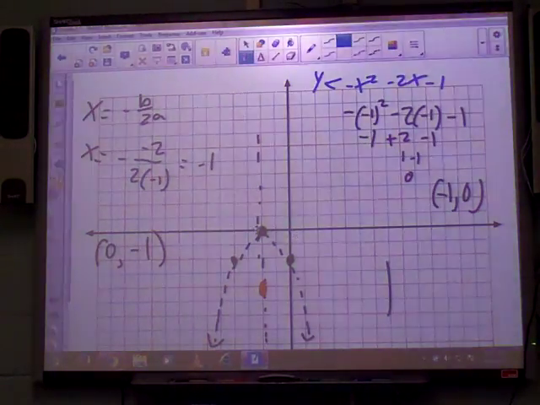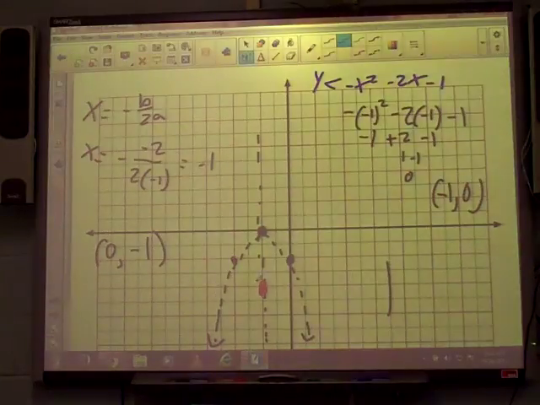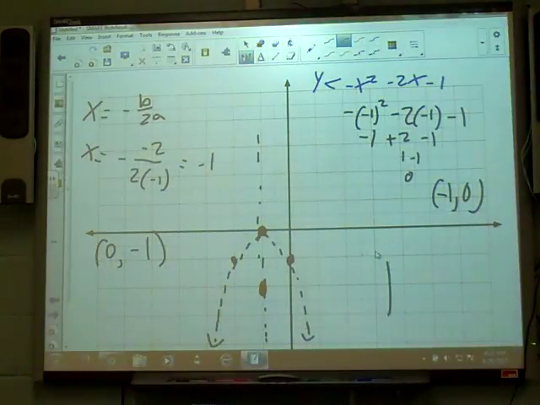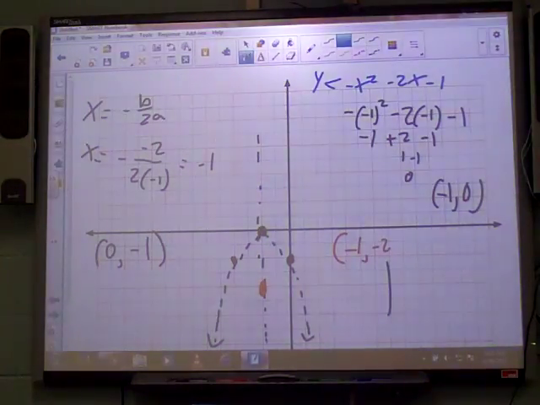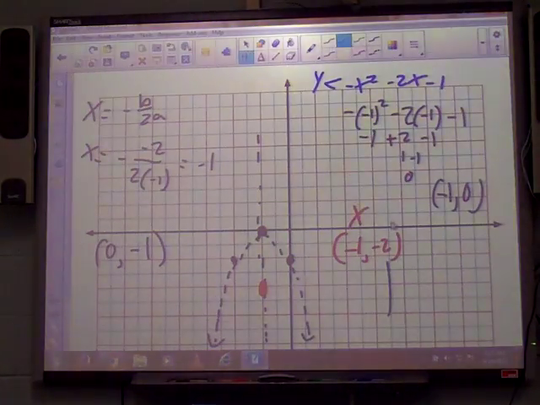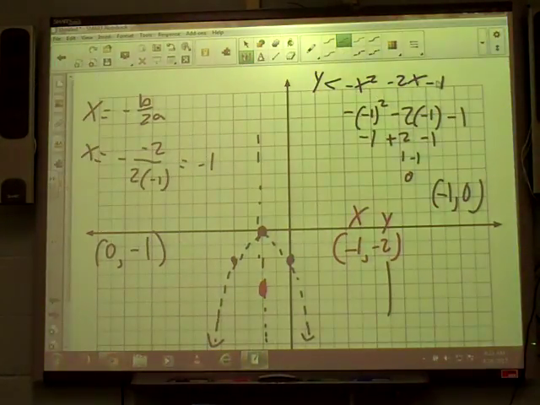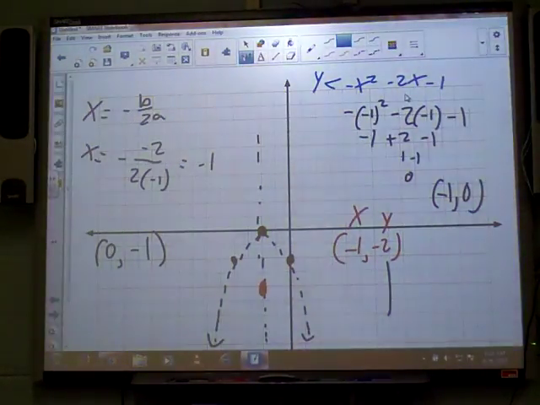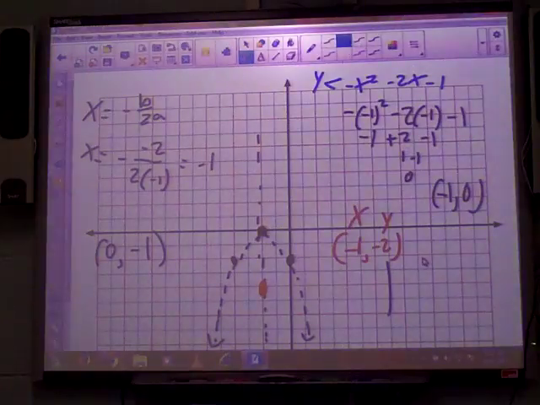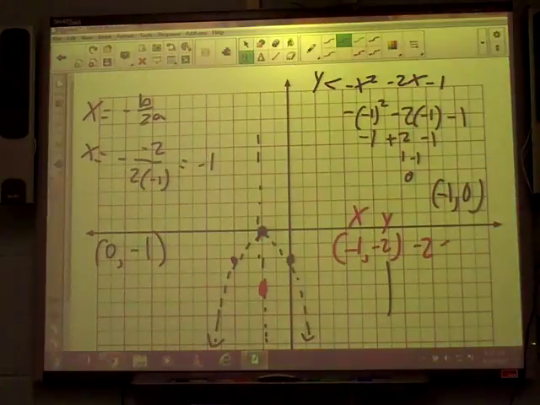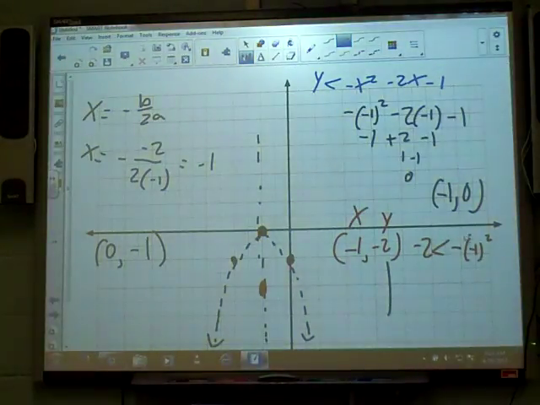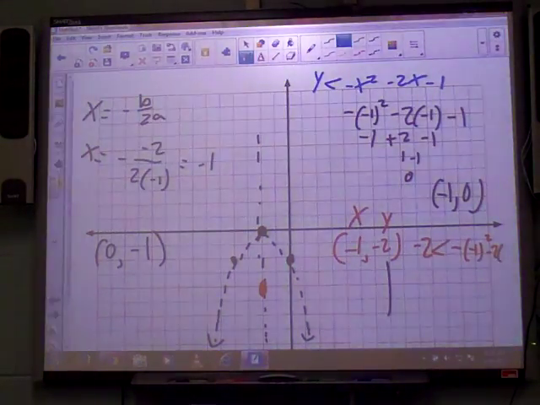So that would be -1, -2, right? I went left 1 and down 2 to get to that. So -1, -2. That's my x, that's my y. I'm going to plug that in the equation and see if it's true or not. So -2 is less than -1 squared minus 2 times -1.